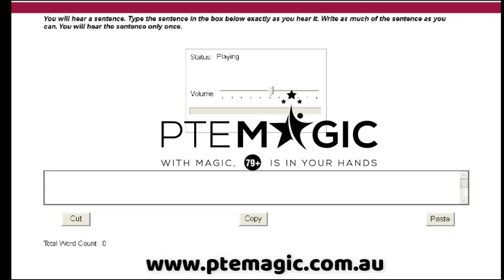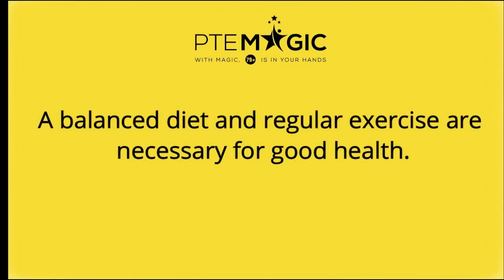A balanced diet and regular exercise are necessary for good health.